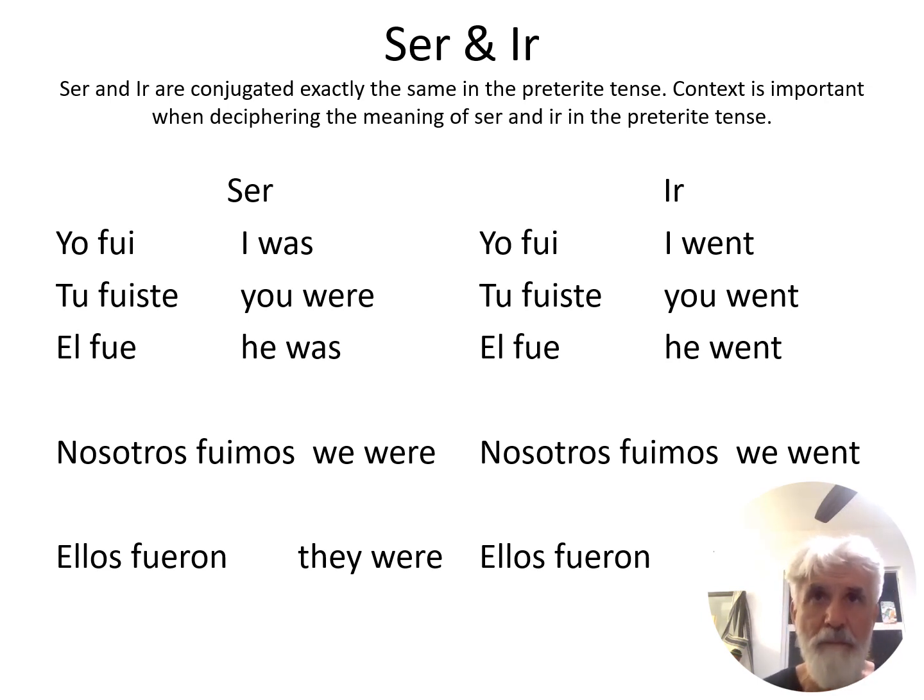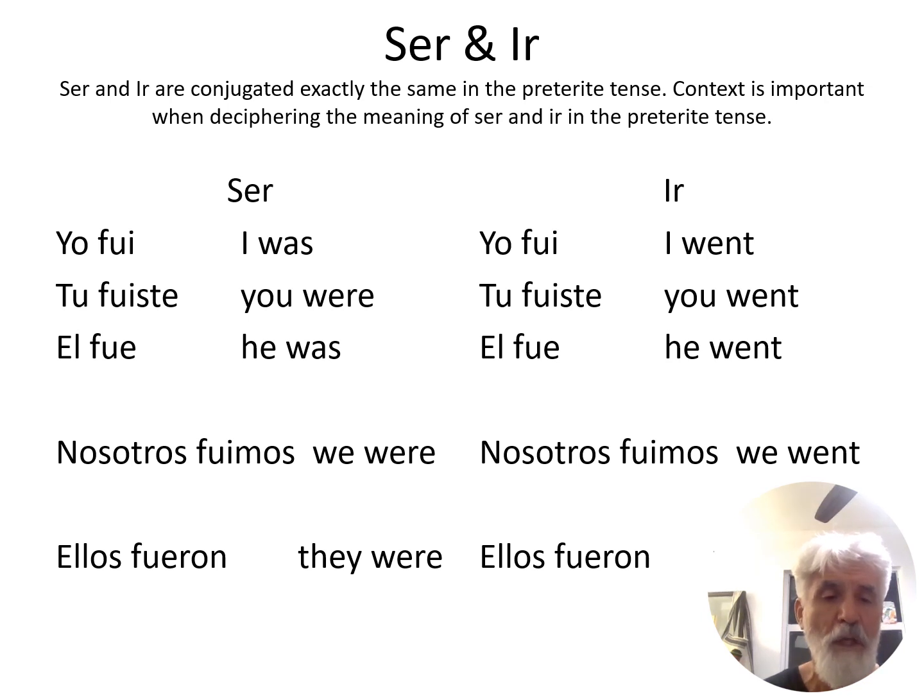So then you might ask, well, if they conjugate the same way in the past, how will you know if you're saying I was, or they were, or I went? And again, you tell from context, just by the context of what the person's saying or what's being written. But let's quickly go through the conjugation in the preterite of both these verbs.